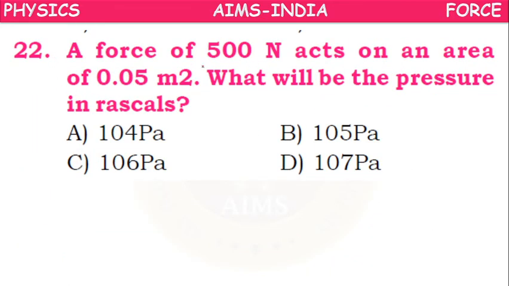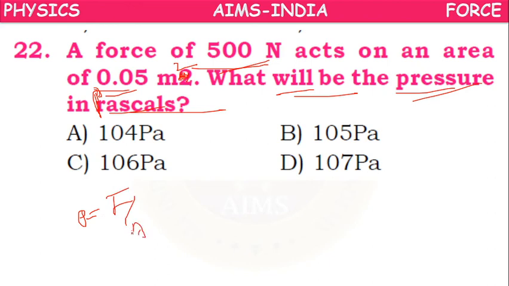Next. A force of 500 newtons acts on an area of 0.05 meter square. What will be the pressure in pascals? It is not rascals, it is pascals. Here pressure means force by area. Force is 500 newtons, by area 0.05.